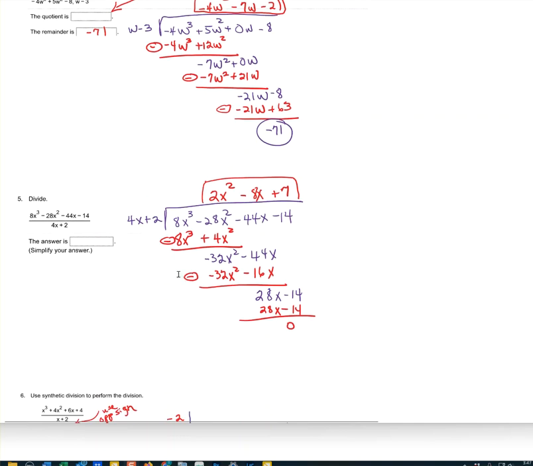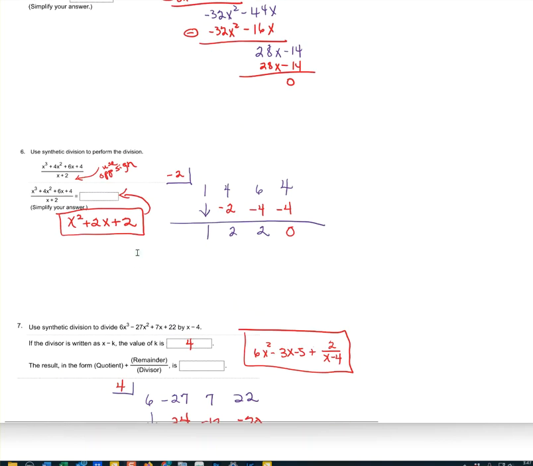Number 5. 4x plus 2 divided into this. We weren't missing any pieces, so we didn't have any zeros. 4x into 8x cubed goes 2x squared. Multiply that by both, and you come down here. Repeat that process, you get a remainder of 0. So there's not even a box for the remainder, so that works fine.